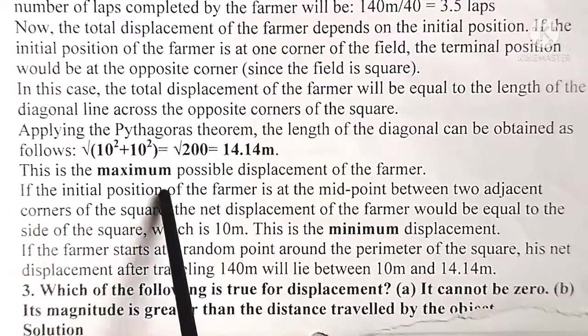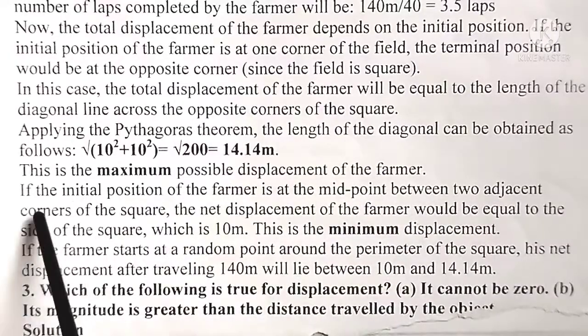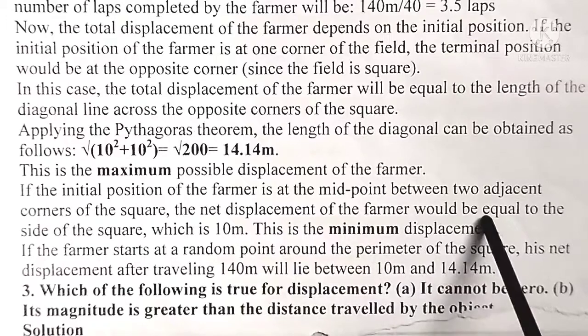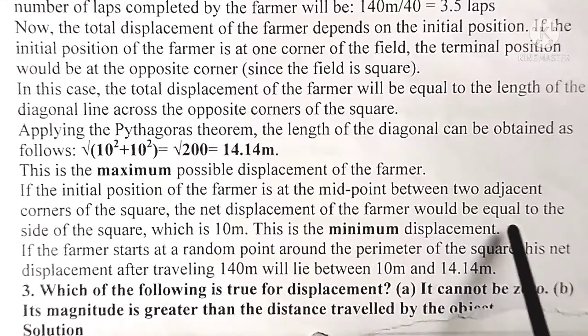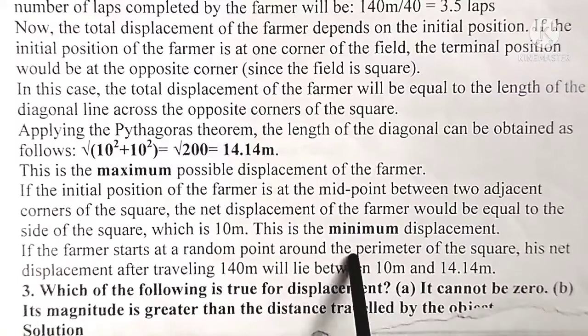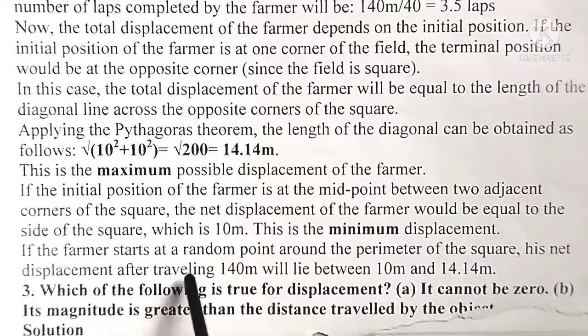If the initial position of the farmer is at the midpoint between two adjacent corners of the square, the net displacement of the farmer would be equal to the side of the square, which is 10 meter. This is the minimum displacement. If the farmer starts at a random point around the perimeter of the square, his net displacement after traveling 140 meter will lie between 10 meter and 14.14 meter.